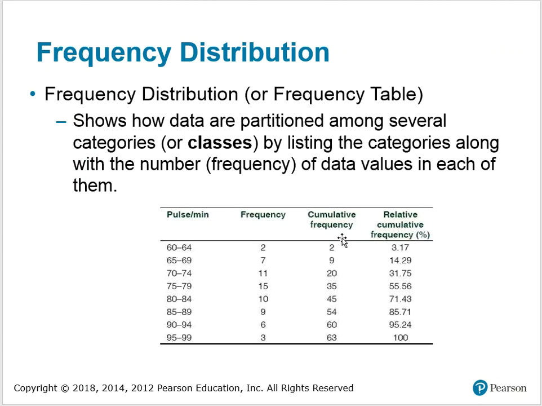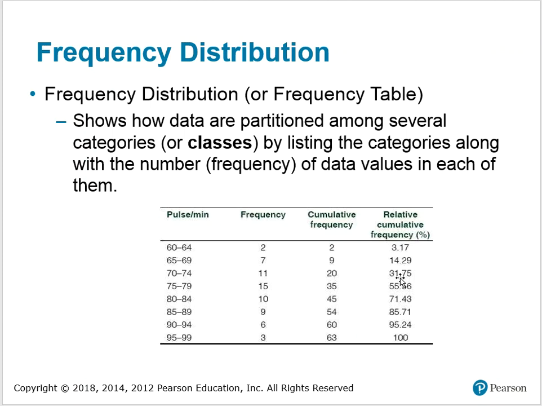If you look at the cumulative frequency, the 2 stays the same for the first group. The 9 is the first group plus the second group. So it's the cumulative. It's both of those together. The 20 is the 2 plus 7 plus 11. The 35 is all 4. And so it's accumulating this as we're going along and putting the total down, which means the last group is going to be how many total subjects were in the study that you were looking at.